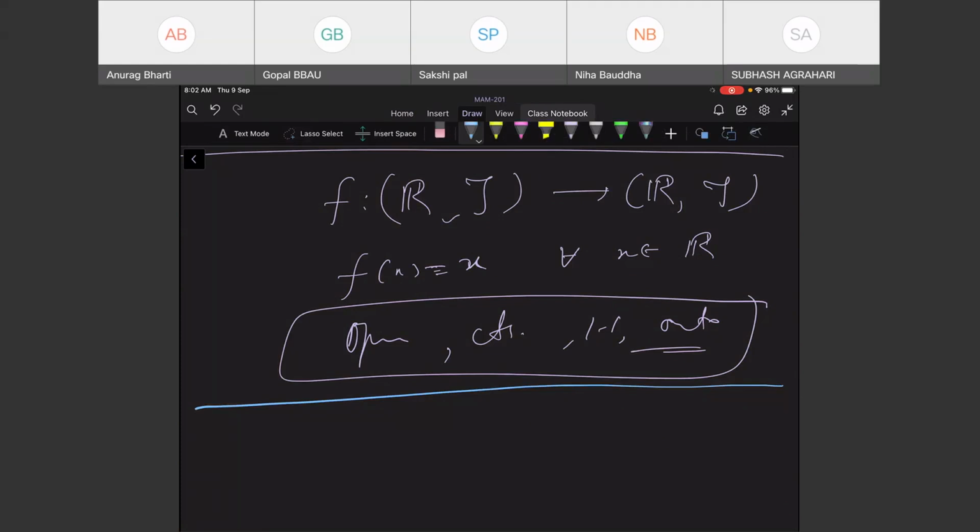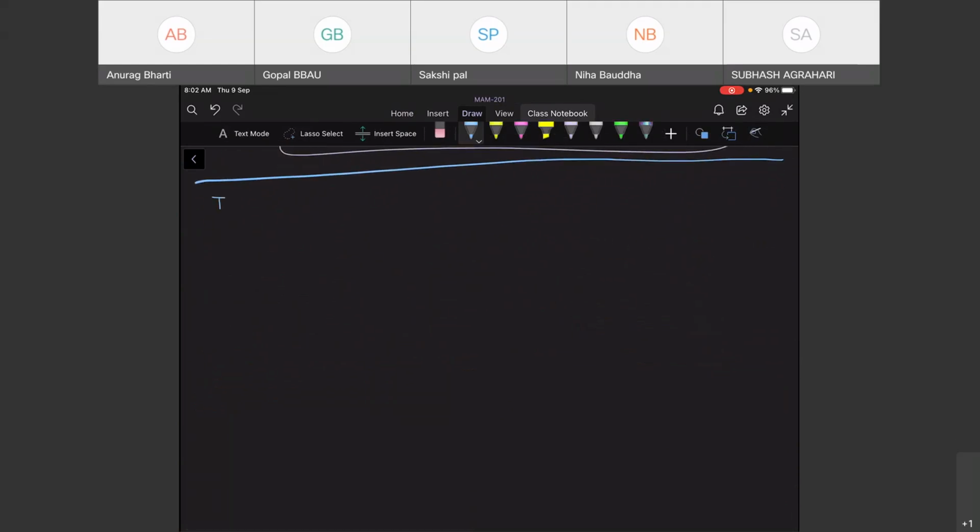Now there is another notion we call embedding. We will see more examples of homeomorphism in today's lecture. So let us first define embedding. Suppose we have two topological spaces X and Y, and we have a map F from X to Y, which is injective and continuous.